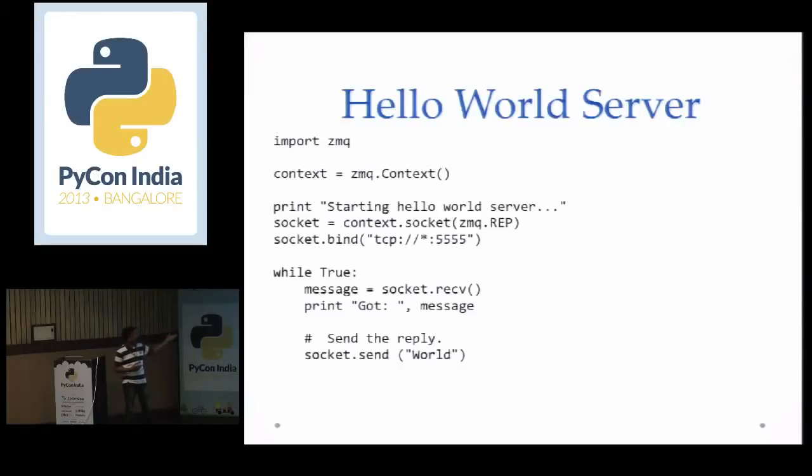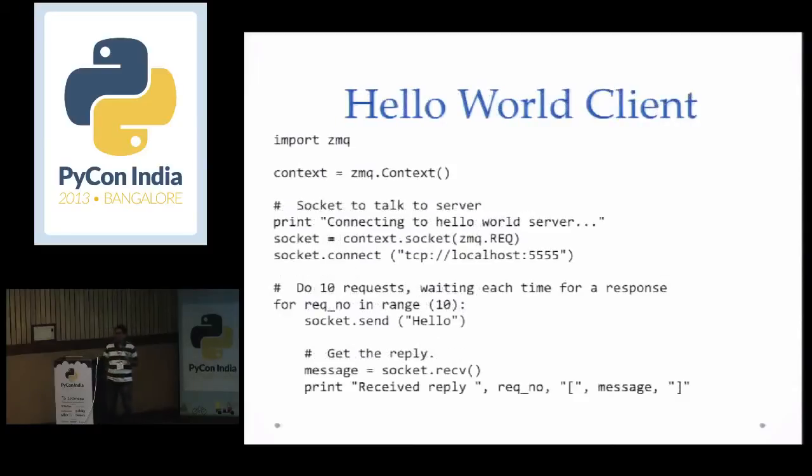The socket.receive will just block till it receives a message, and once it has received a message, it will print that it got this message, and it will send back through the same socket the response, which in this case is "world". So this is a very simple server, and let's see the client now.